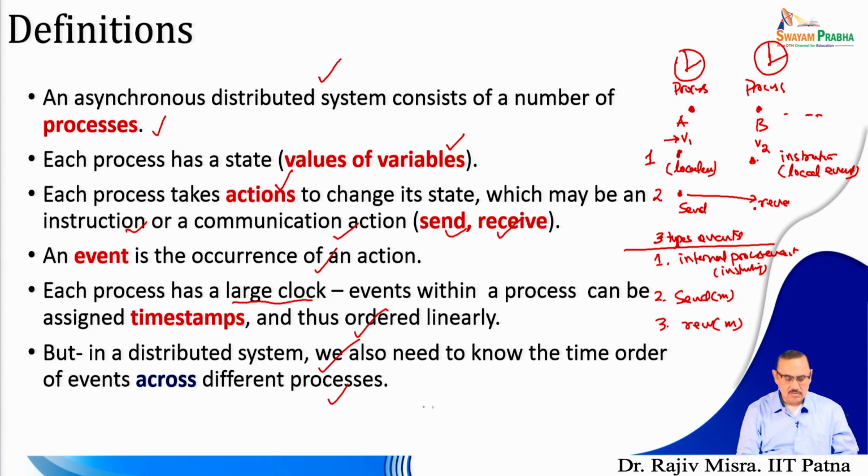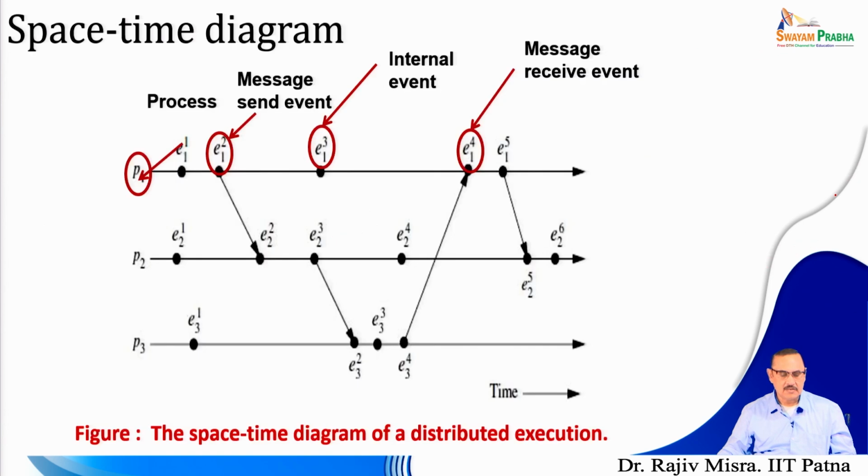Each process has its own clock, and all the internal events are time stamped with their local clocks, and thus all the events generated internally by the instructions are linearly ordered, which we have to assume. But in a distributed system, we need to know the time order of the events across different processes. If multiple processes are running different events, how are we going to order them? That we are going to see in this discussion.